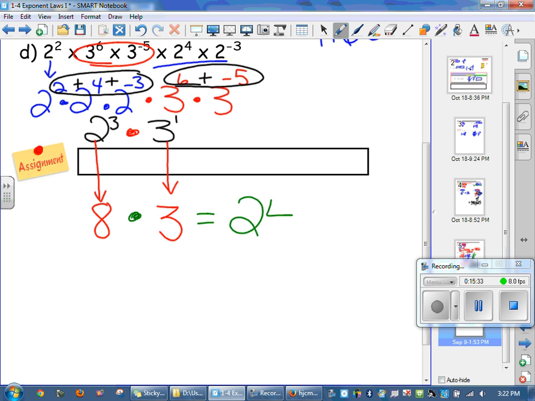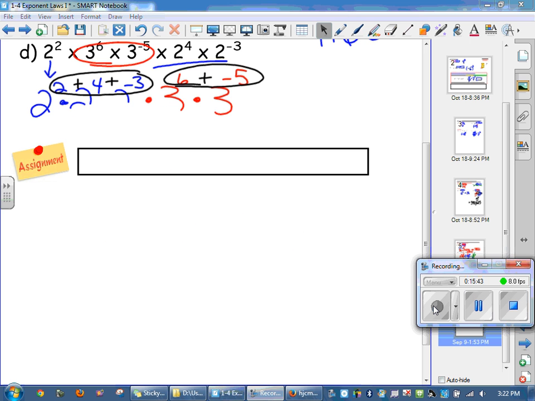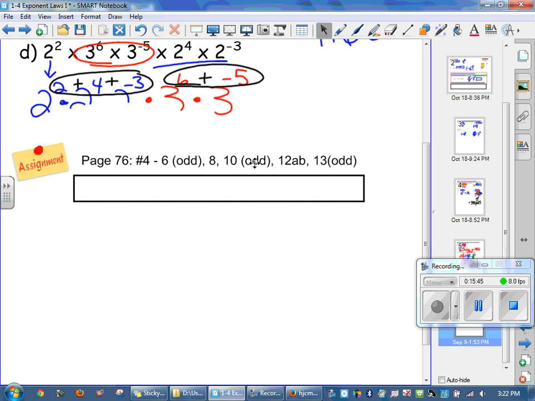That concludes Lesson 1-4 for Exponent Laws, Part 1. The textbook homework you can work on has been revealed. You can work on your textbook homework to give you extra practice.